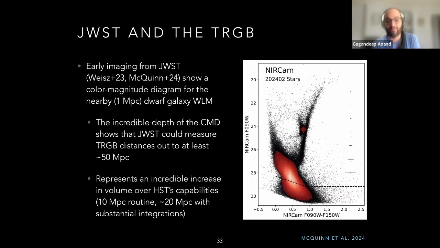If you put this galaxy further away, you could measure its TRGB distance probably out to 50 megaparsecs with these observations. And so that's an incredible increase in volume over Hubble's capabilities, where 10 megaparsecs was routine, and you could go 20, maybe a little bit past 20, but with very substantial integrations. And so this is immediately a big jump in observing capabilities.